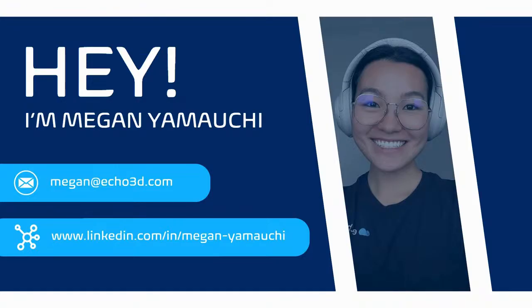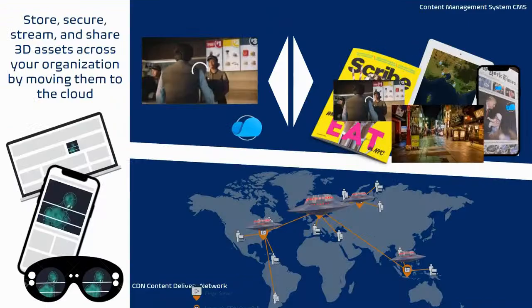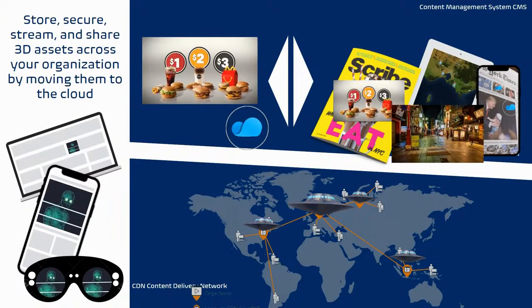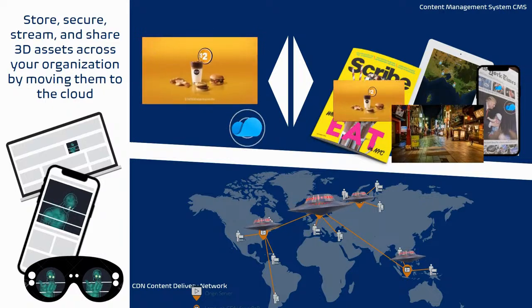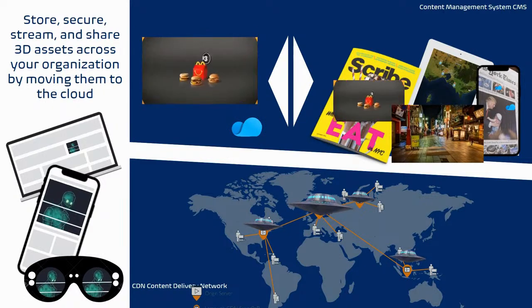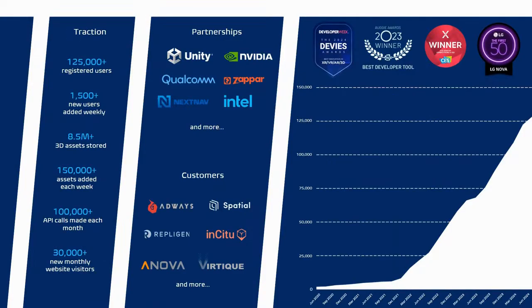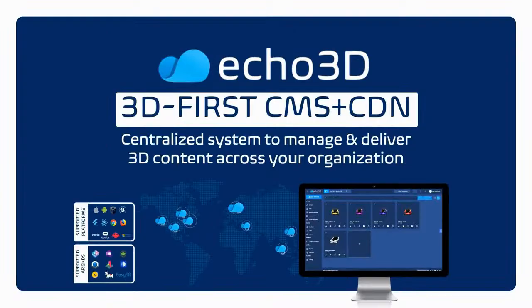Jumping right into it, what is Echo 3D? Echo 3D is a 3D asset management platform for companies to store, secure, and share 3D content in real time across your organization. We help over 100,000 users take control over your 3D content by offering a 3D first content management system and delivery network, compression and conversion tools, collaboration functionality, access permission, versioning and reporting, and a library of more than 800,000 free 3D models.